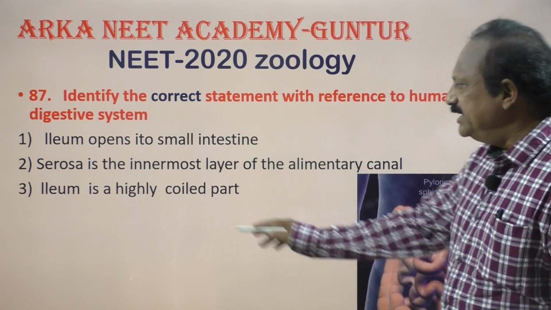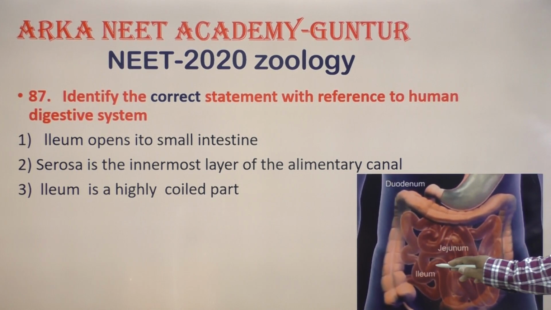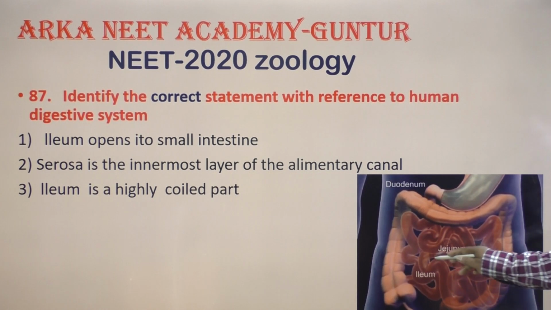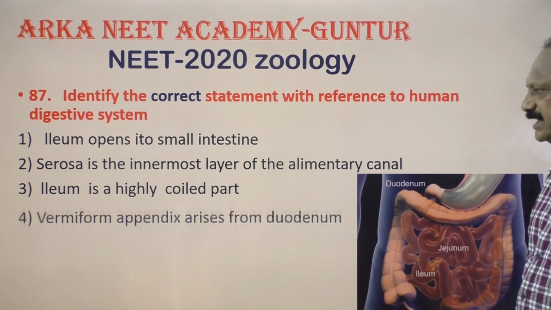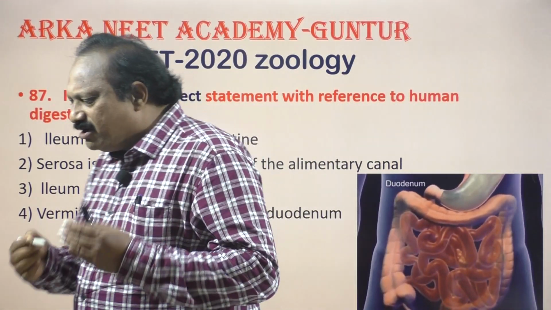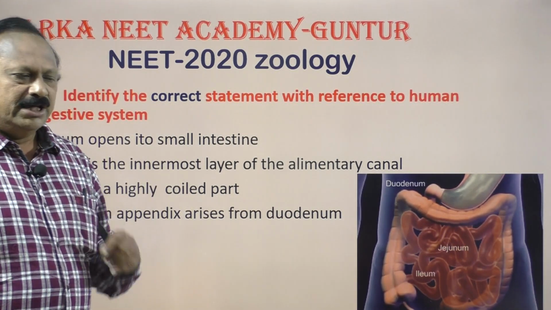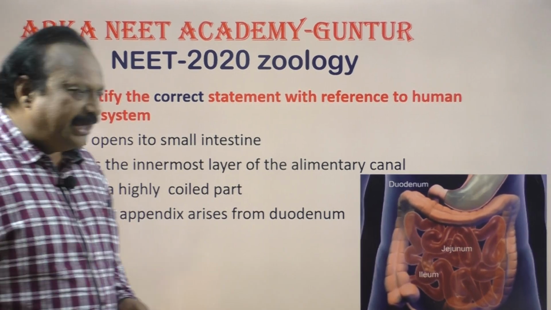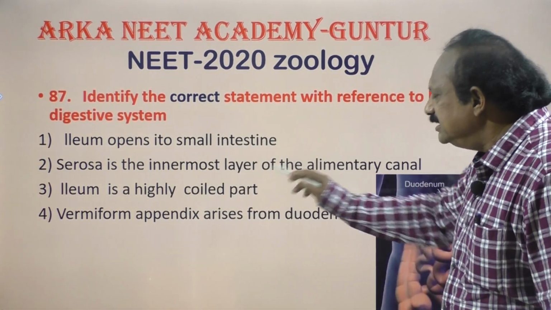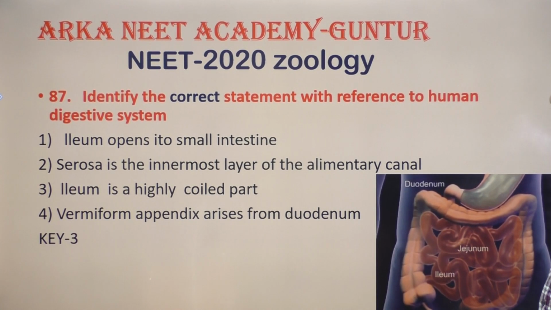Next, ileum is highly coiled part. This is correct. Look at this video here. Highly coiled part. This is the ileum. Ileum opens into the cecum. The third one is the correct statement. Vermiform appendix arises from the duodenum. This is a wrong statement. What is wrong in this sentence? Duodenum is a wrong one. So appendix arises from the cecum of the large intestine. So the third statement is the correct statement. So the correct option is 3.